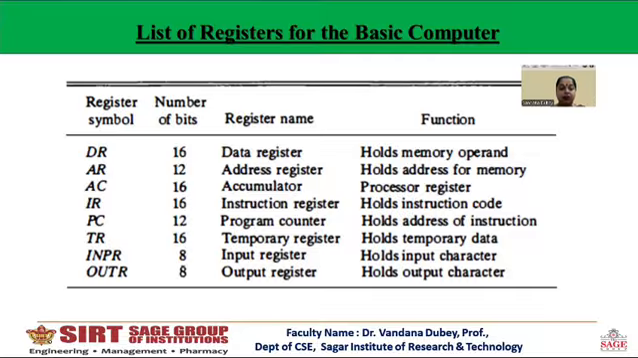TR stands for temporary register, that stores temporary data. INPR is input register, which is used to receive input data from input devices. OutR stands for output register, which sends output data to output devices. So basically, here mentioned, each register has a specific role in instruction execution.